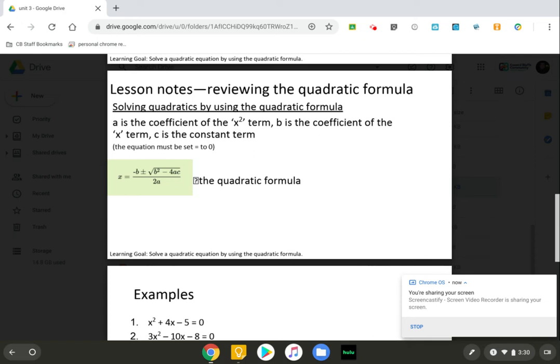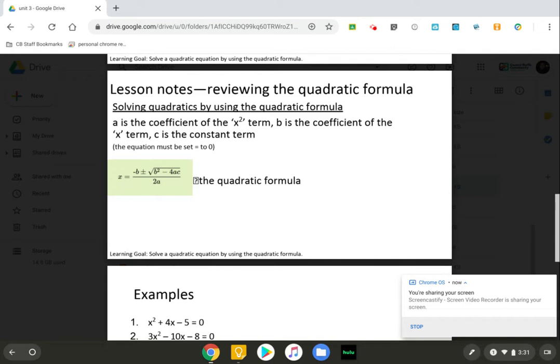All right, so today we are reviewing the quadratic formula. Obviously, yesterday we reviewed the completing the square method. So the quadratic formula is right here, okay? That is the formula.